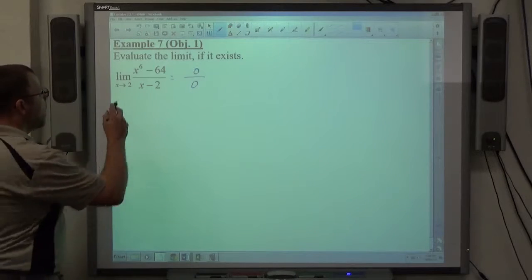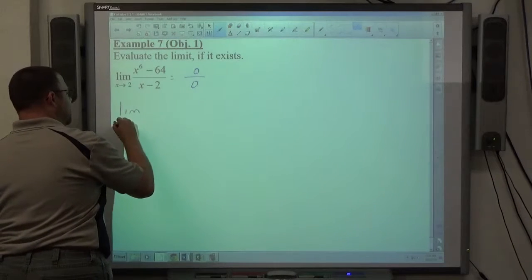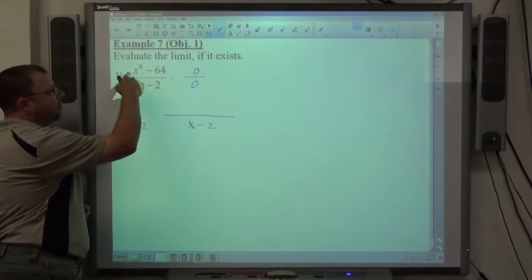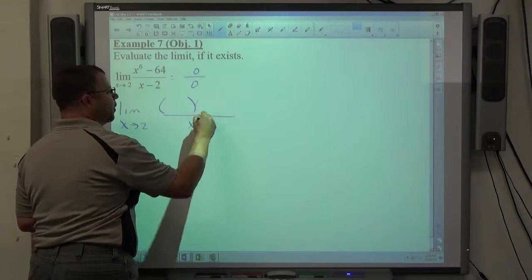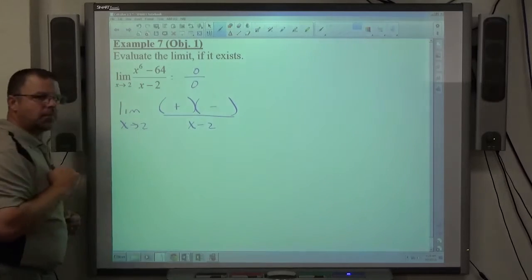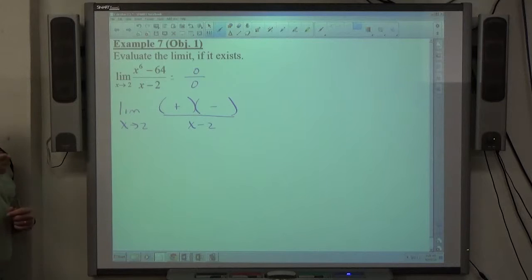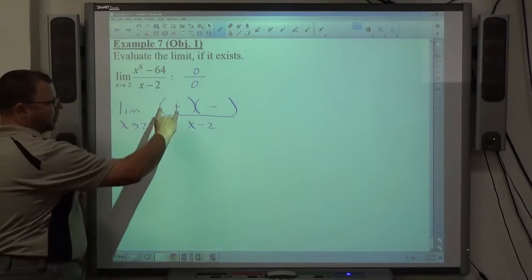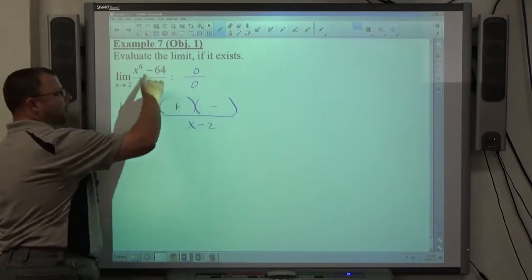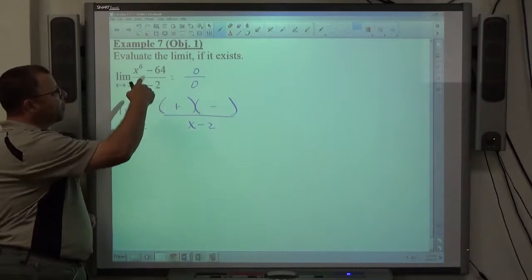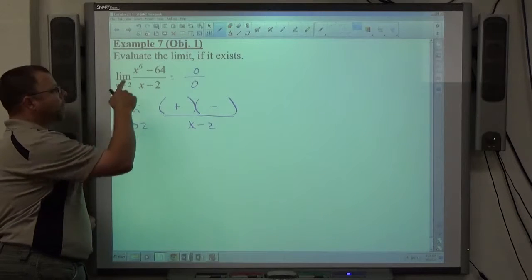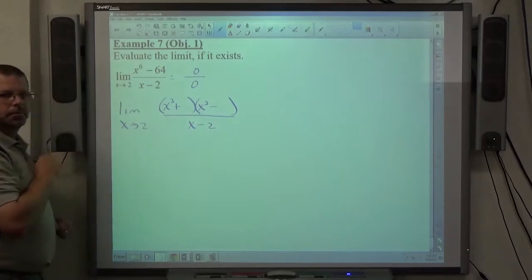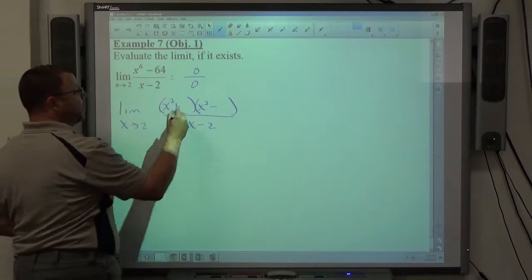Okay? So, what I would do here, limit as x approaches 2. I'm going to keep my x minus 2 on the bottom. I'm going to factor this as a difference of squares. So parentheses, parentheses, one sum, one difference. And what I want to do is take the square roots of the two pieces. The sum of the square roots and the difference of the square roots is the factored form of a difference of squares. When you square root a power, you just divide the power by 2. So x to the 6th, the square root is going to be x to the 3rd. 64, the square root is 8.